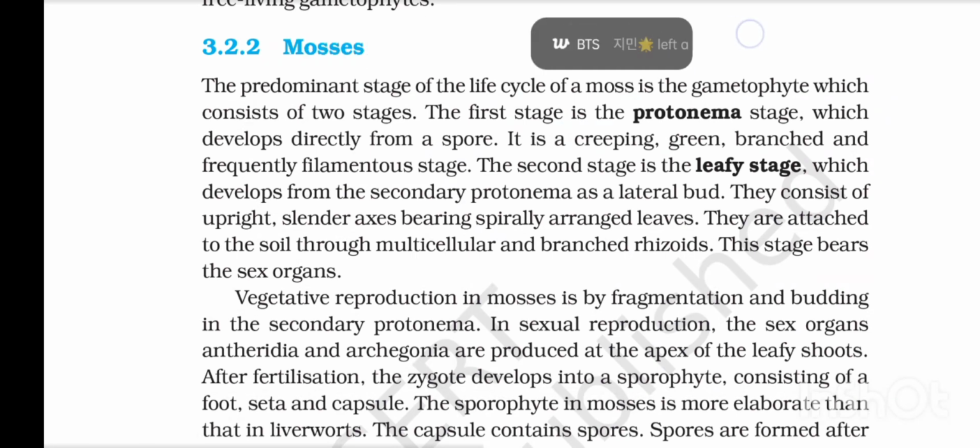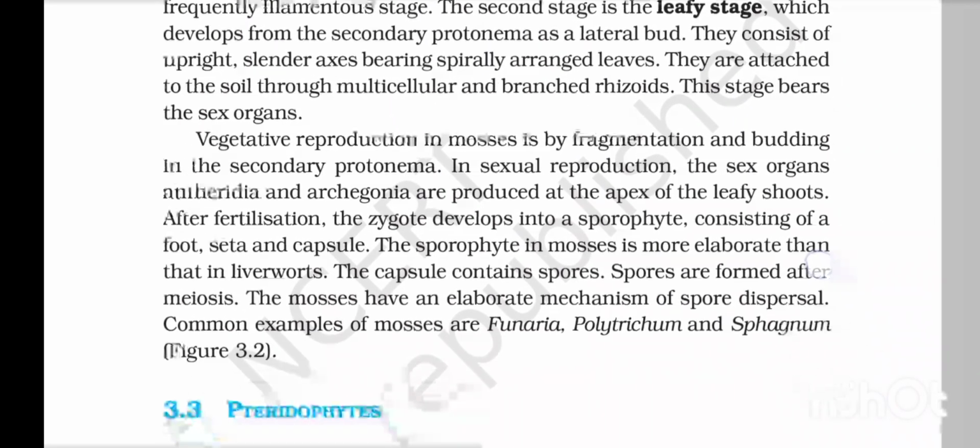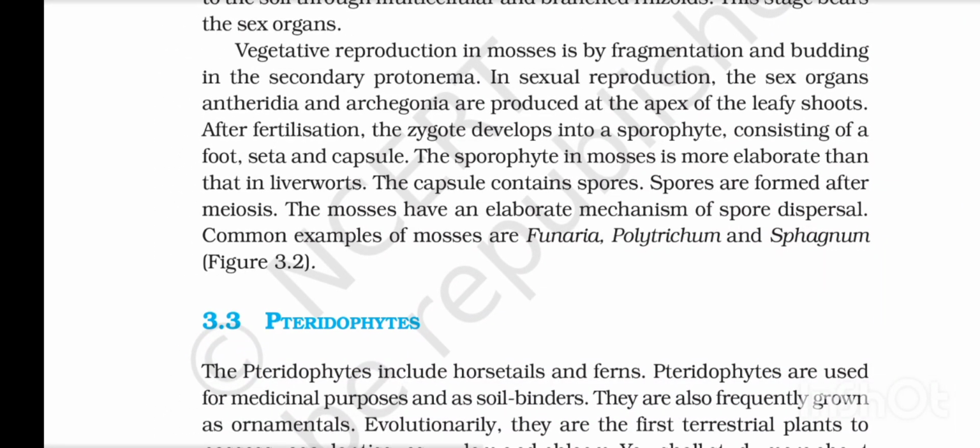They consist of upright, slender axes bearing spirally arranged leaves. They are attached to the soil through multicellular and branched rhizoids. This stage bears the sex organs. Vegetative reproduction in mosses is by fragmentation and budding in the secondary protonema. In sexual reproduction, the sex organs antheridia and archegonia are produced at the apex of leafy shoots.